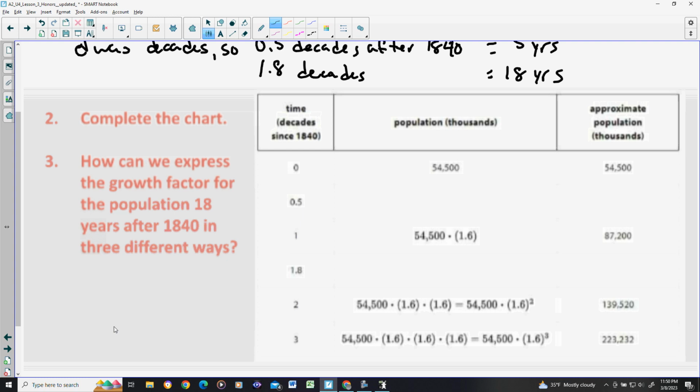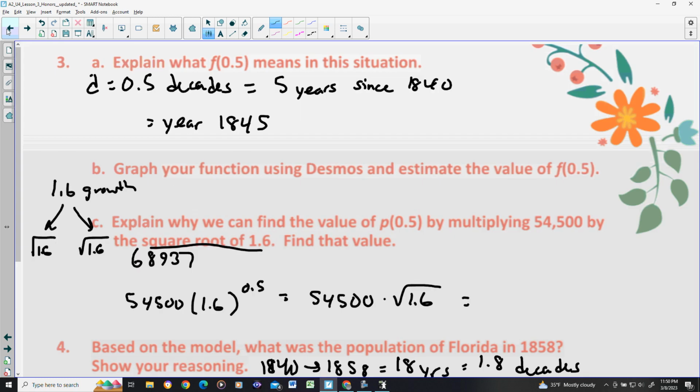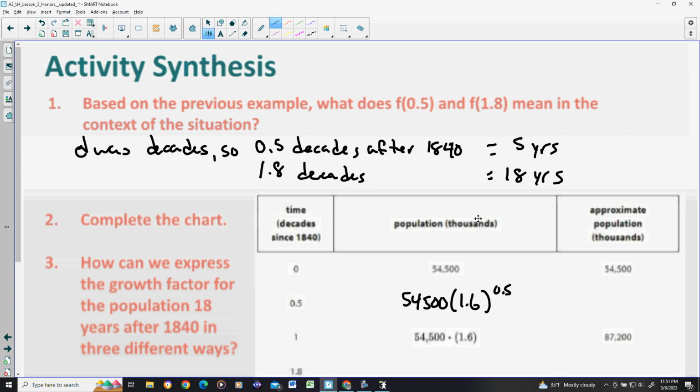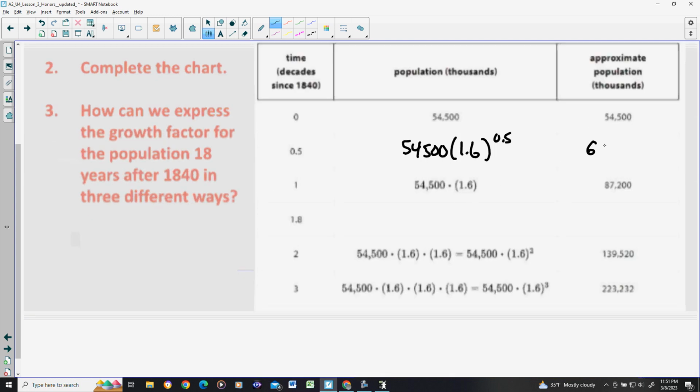Okay, and so now we can compare all these values and put it all together. Now we have an understanding, right? So time is in terms of decades. Let's fill everything in now. The population that we had before was going to be 54,500 times 1.6 to the 0.5. And that number was what, 60 something thousand? 68.9. Oops. 68,937. And again, that makes sense.